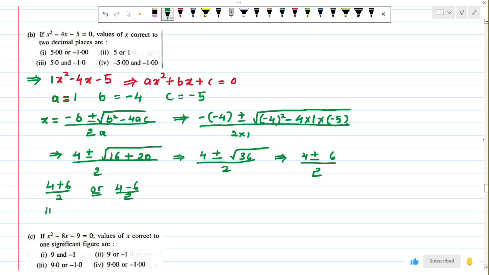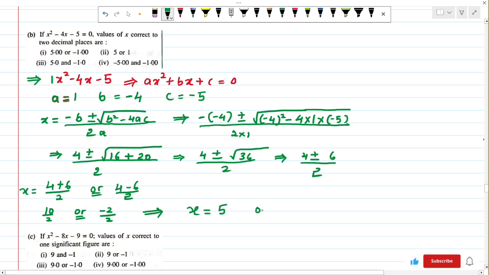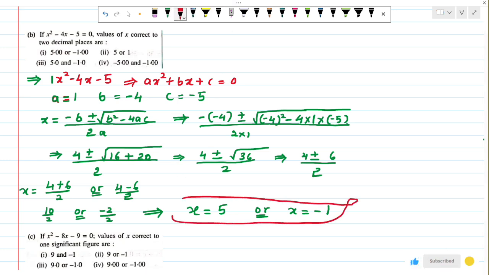So I'll get this as 10 divided by 2, or x is equal to minus 2 divided by 2. So the values of x are: x is equal to 10 by 2, which is 5, or minus 2 by 2, which is x equal to minus 1. So option B is correct, that is x is equal to 5 or x is equal to minus 1. I hope this is clear for everyone.